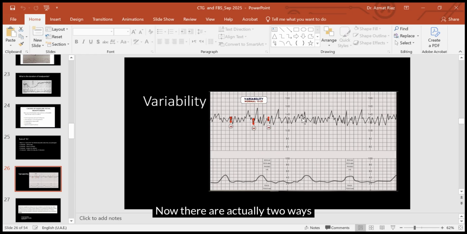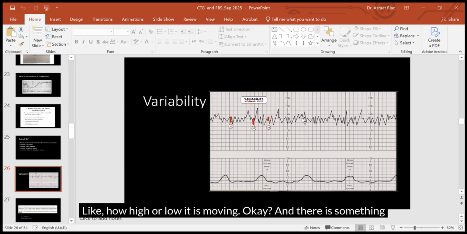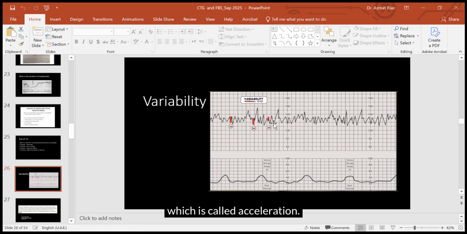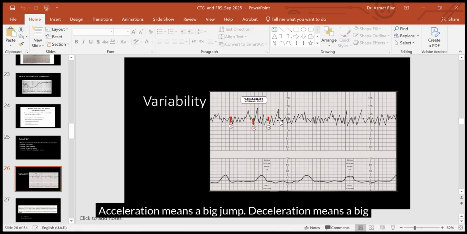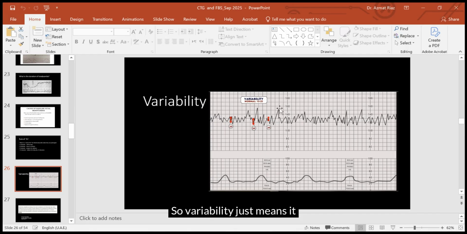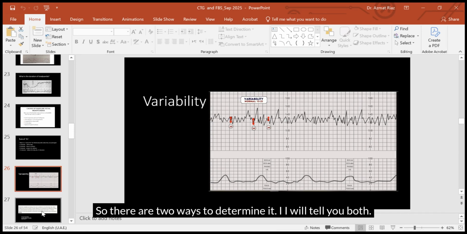Now there are actually two ways to determine variability, like how high or low it is moving. Okay, and there is something which is called acceleration. Acceleration means a big jump. Deceleration means a big downwards, the heart rate goes down. Okay, so variability just means these oscillations, minor fluctuations. Okay, so there are two ways to determine it. I will tell you both.